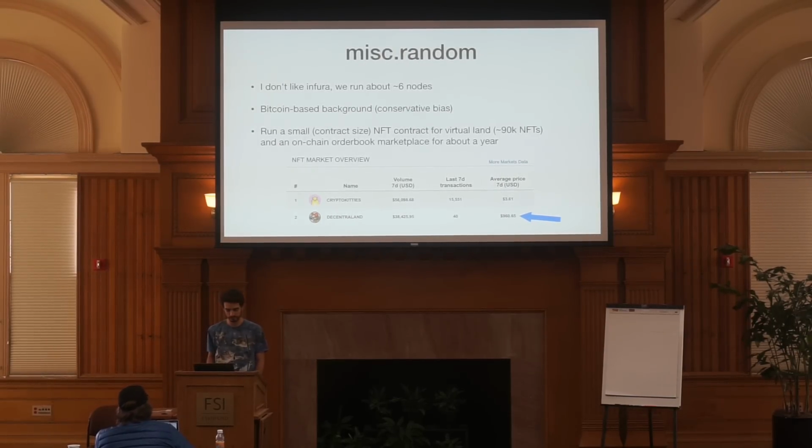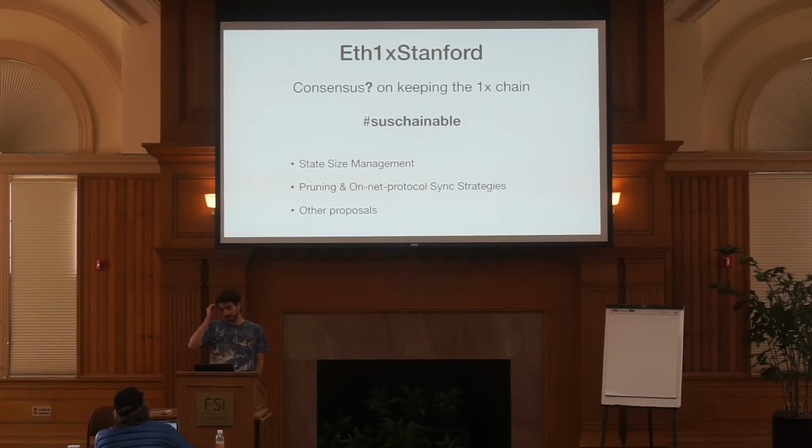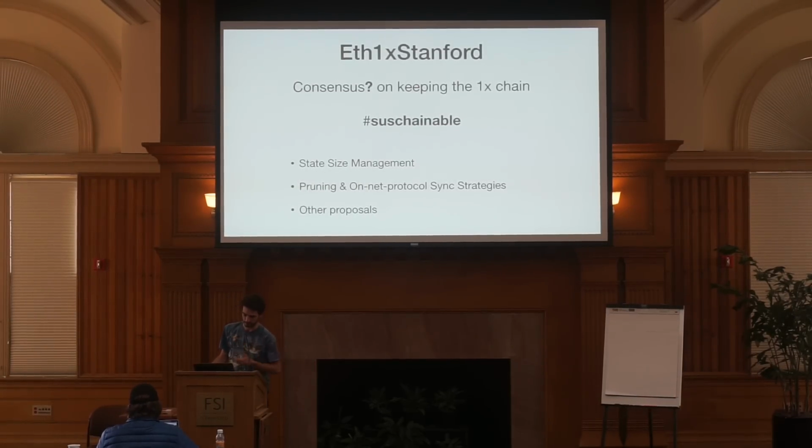I run a bunch of nodes. I have been doing that for a long time. I've got a little bit of a conservative background because I come from more of the Bitcoin side of stuff. So my main takeaway from this meeting is that I thought that there was a lot more consensus on keeping the 1x chain sustainable. I really like that hashtag sustainable. And I think that I'm going to try to push forward for more people to realize that this is a huge problem.